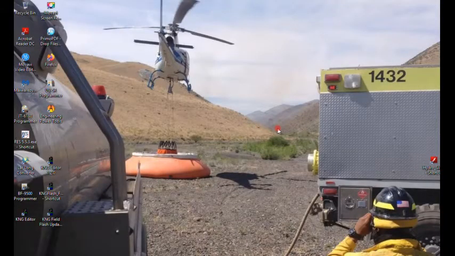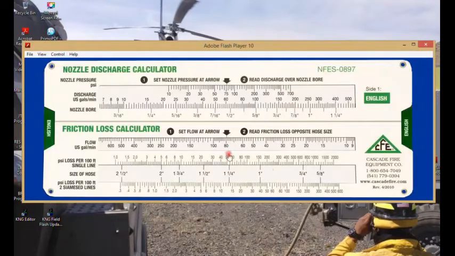Everybody. February 25th, 2020. This is the remake of the Cascade Fire Slide Rule nozzle discharge calculator for determining flow and friction loss. One of the things that I'm going to start off with is showing you the face of the slide rule right here.